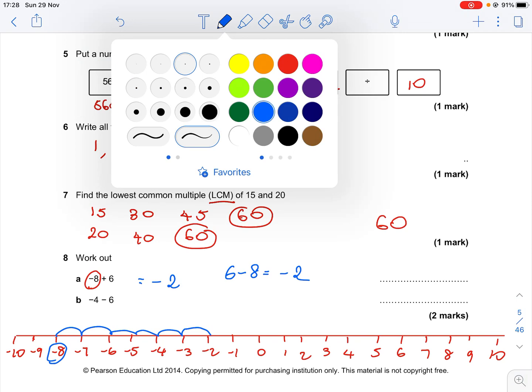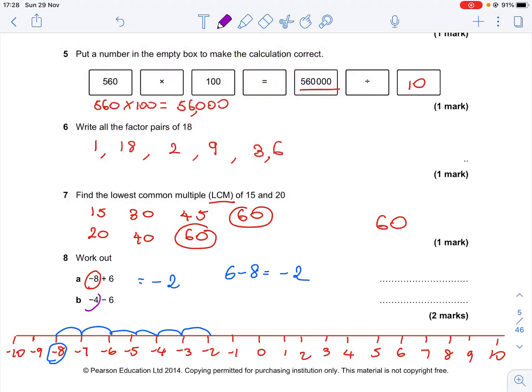So the next one, we have -4. So we start from -4, then we subtract 6, so we're going backward. 1, 2, 3, 4, 5, 6. So we have -10.